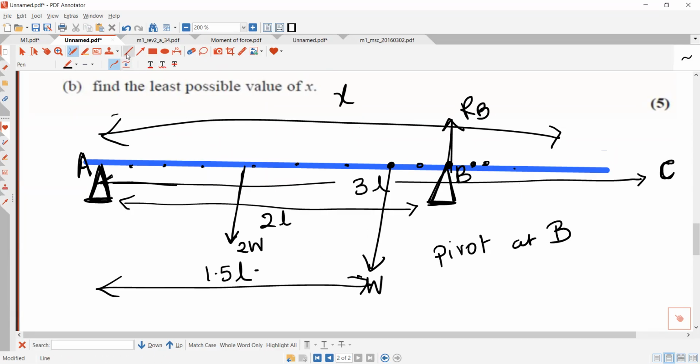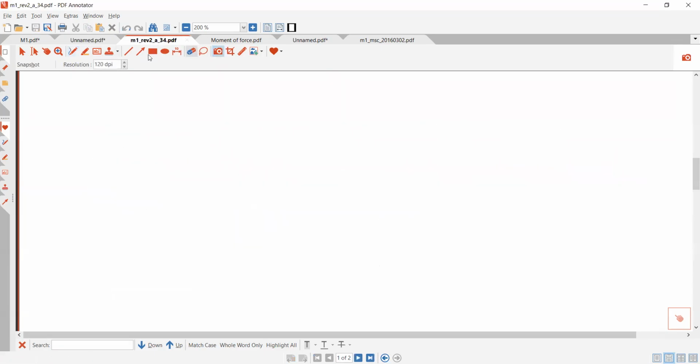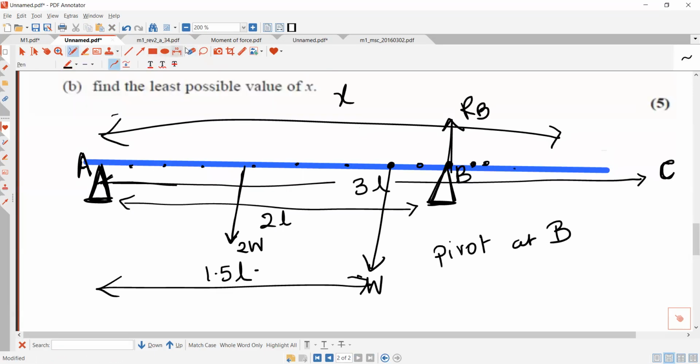This W will shift. The 2W will shift towards the right now, not this W, sorry, this W. Now the 2W will come somewhere over here, because he's walking now. So what's your clockwise moment? 2W into X. And what's your anti-clockwise moment? W. Now, from here to here, it's 2, and from here to here, this is 0.5 L, right?